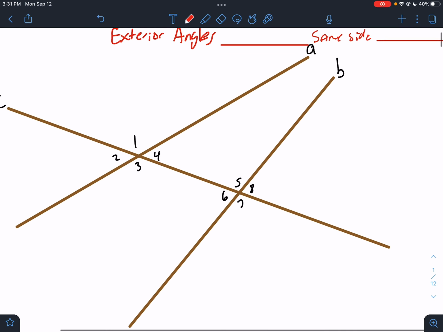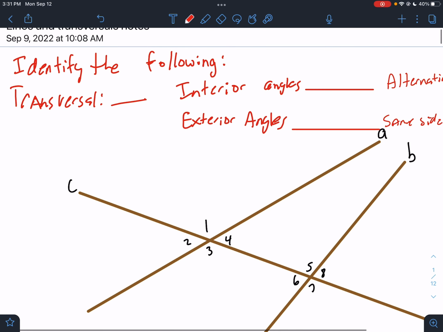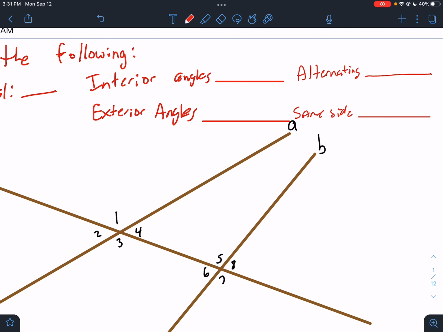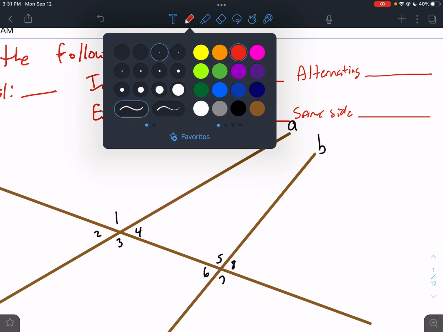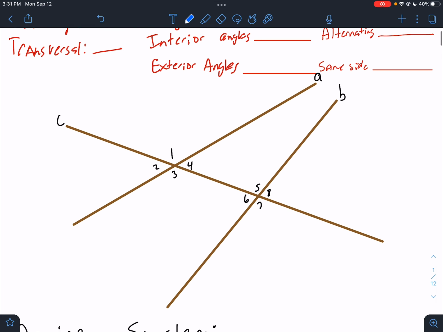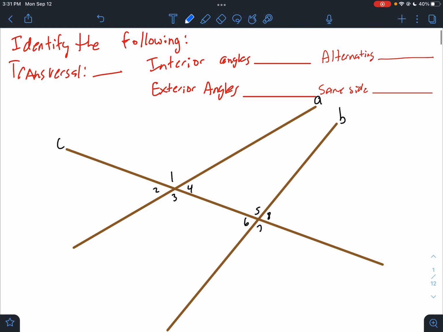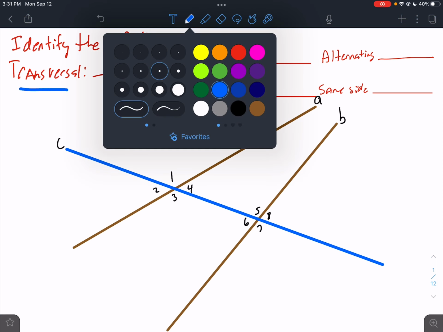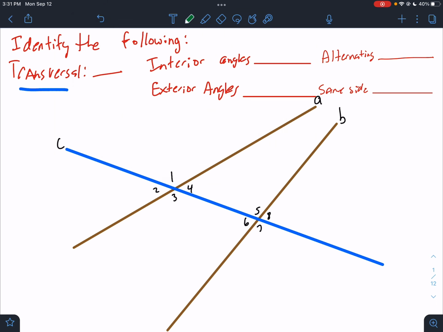So we have two things we have to consider. What are interior versus exterior, and what is alternating versus same side? And if we can figure that out, then we're going to be okay. The first thing is we have to know this word, transversal. A transversal is just a line that crosses two or more other lines. In this picture, this is my transversal. This is the line that crosses the other two lines. The other two lines don't really have a name, so it might get a little confusing. I am going to call them the others, or the other two. So there's the transversal and the other two.